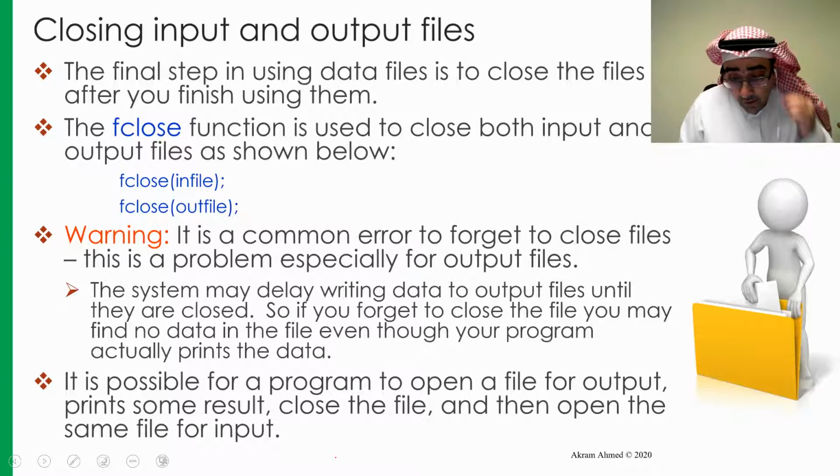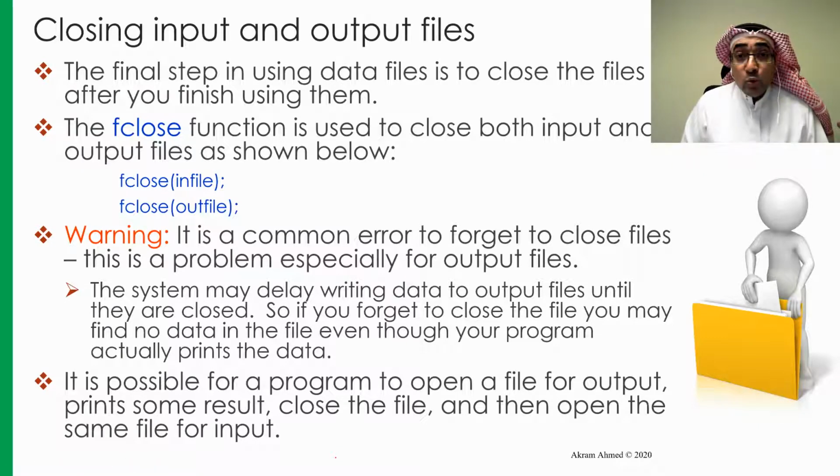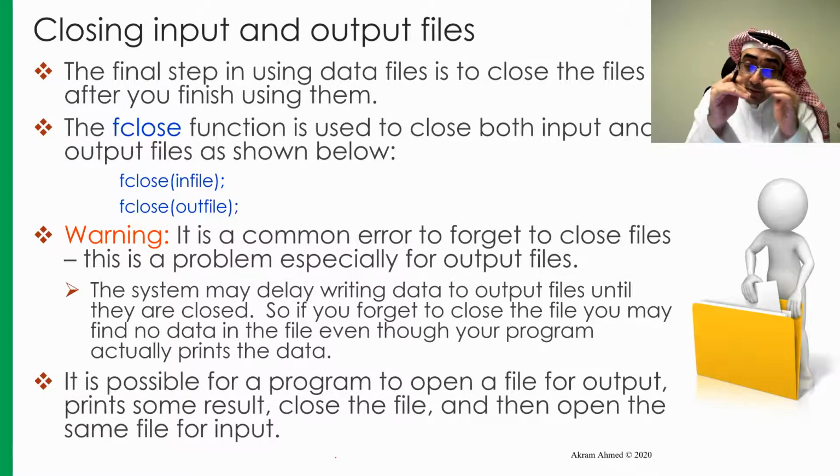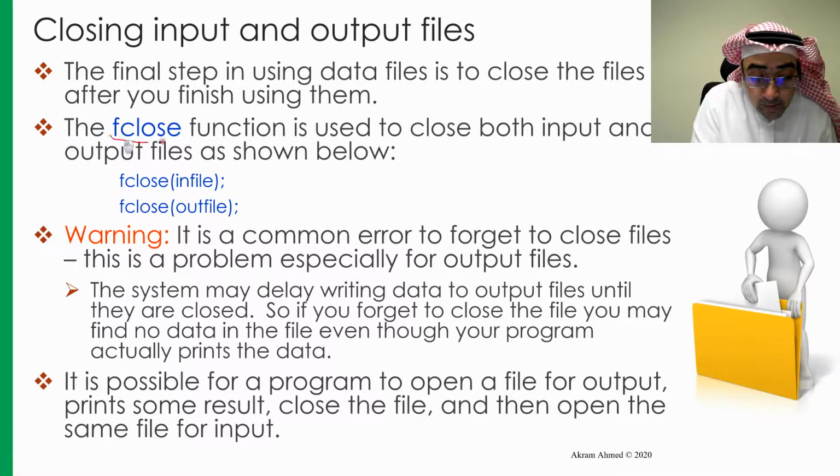Okay, now the third and final step that you have to do with the files is basically close the file. So when you use a file, you open it, you do whatever you want, read and write operations into it, and then you have to close the file. To close the file, you use an fclose.